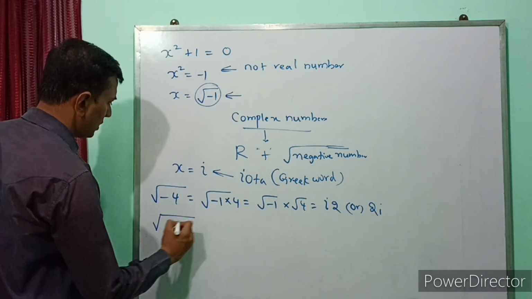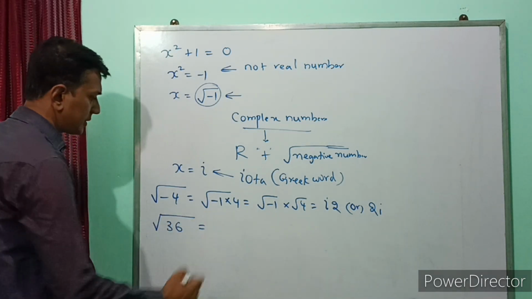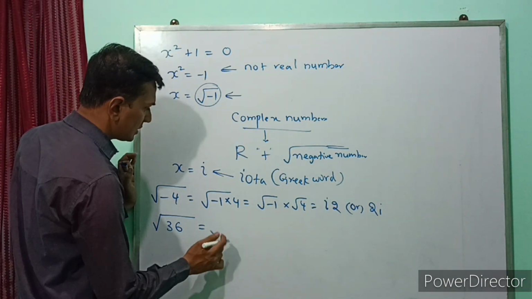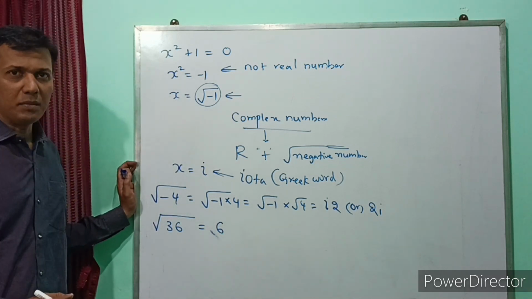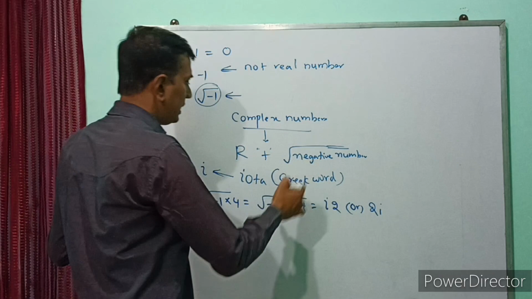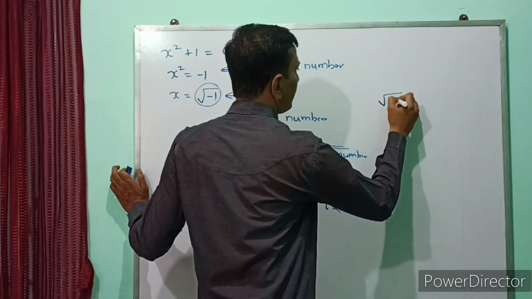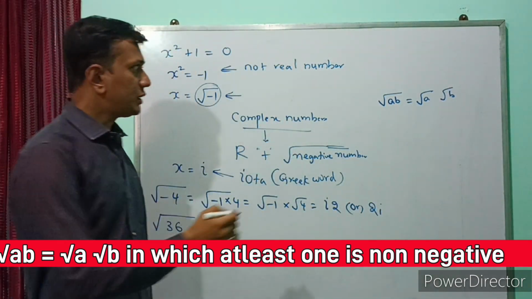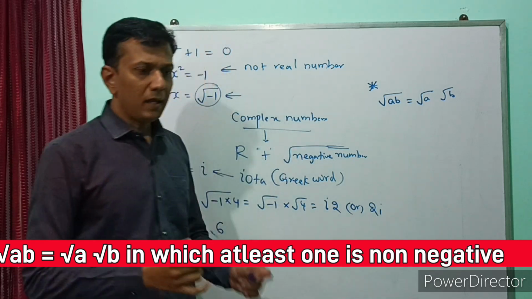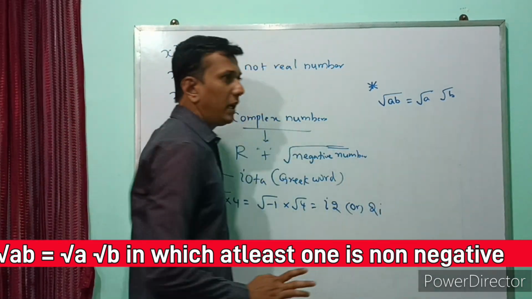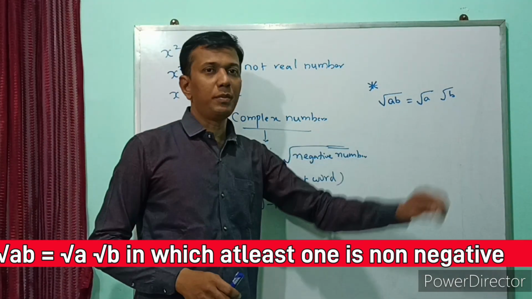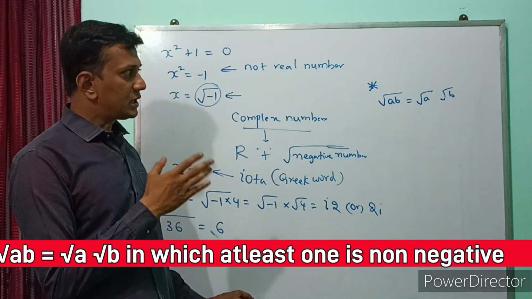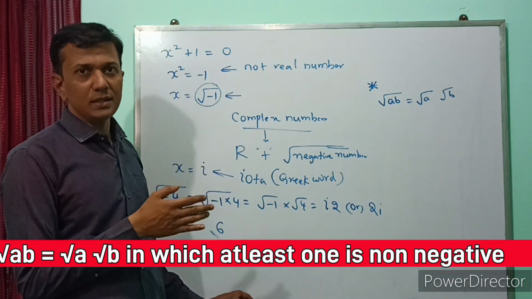But in some cases, like square root of 36, how to find the square root of 36? Since it is a positive number, it can be written as 6. But we have a rule that we have just discussed. Square root of AB can be written as square root A into square root B, where the very important condition is that at least one among them should be non-negative. That means both cannot be negative at the same time. At least one is non-negative and the other one can be negative.